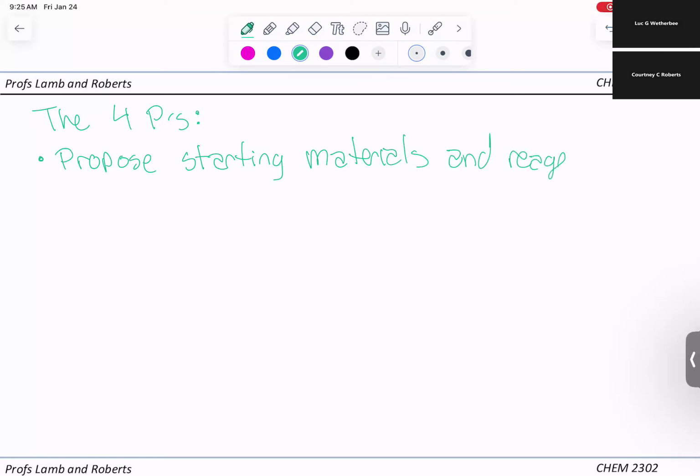All right, these are those pesky things that you have to put over the top of the arrow that you see on exams all the time. You have something and you go to something else. How did you get there? Those are the reagents. So that's the first P.